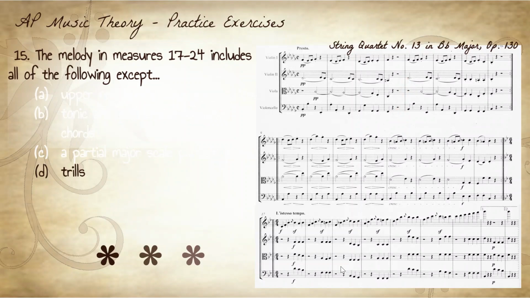Correct answer is D. Measures 17 to 24 include all of the following except trills. The melody alternates from a B flat major to an F major arpeggio for the first 6 measures, ending with an almost complete B flat major scale. Grace notes also occur in the first 6 measures and are actually upper neighbor tones between the 2 identical notes.